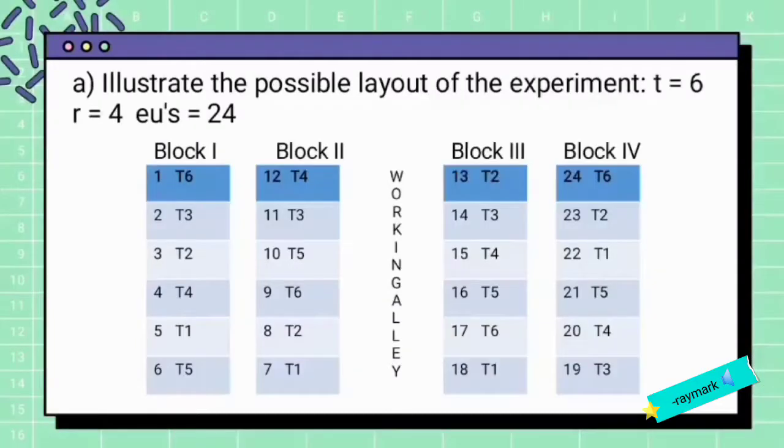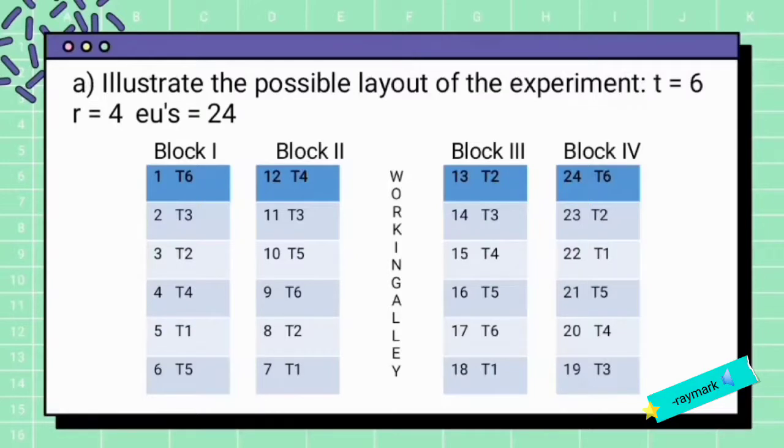Now, to illustrate the possible layout of the experiment, we all know that we have 6 treatments and 4 replications. Multiplying these values will give us the total number of our experimental units, which is 24.